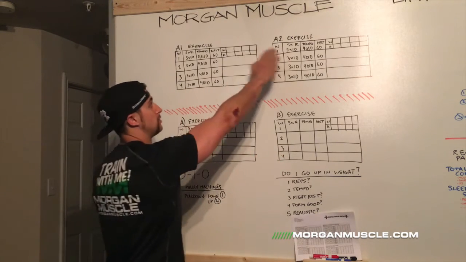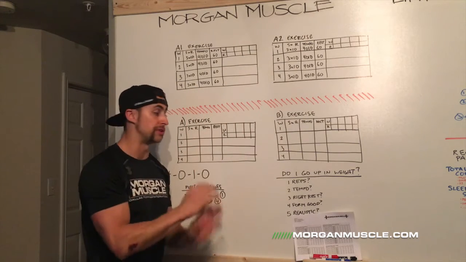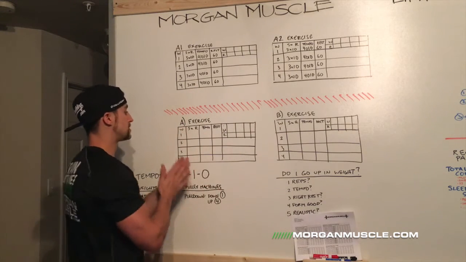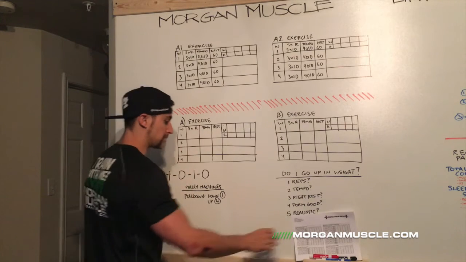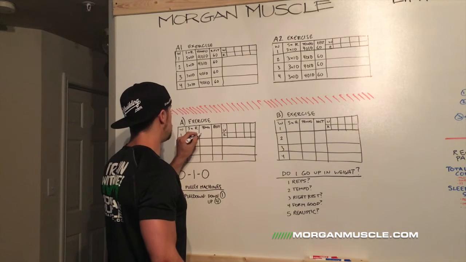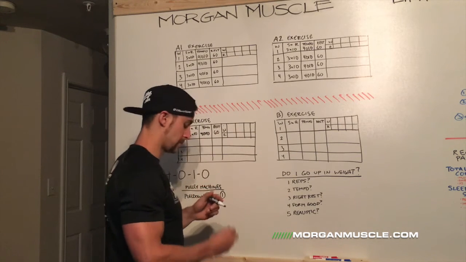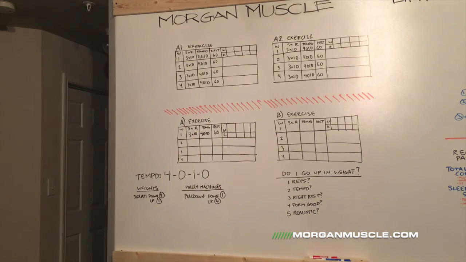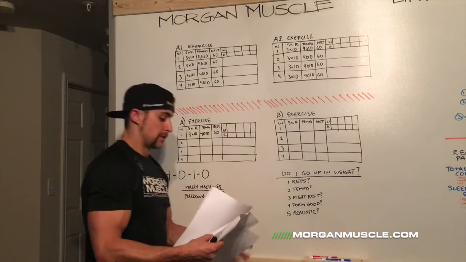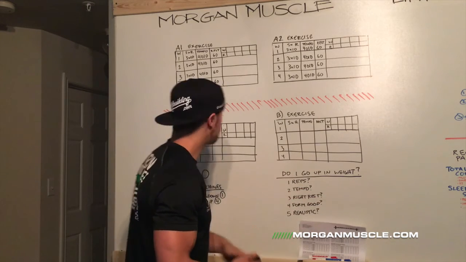Now, if you do not have alternating sets, if you have an A exercise and then a B, there's no A1, A2 or anything like that, the way it works is this. You're gonna do your A exercise. Let's just say we got a pretty standard rep scheme, 3 sets of 10, 4, 0, 1, 0 tempo, and you're resting 60 seconds. So what you'll do is, you're not gonna alternate it with anything.